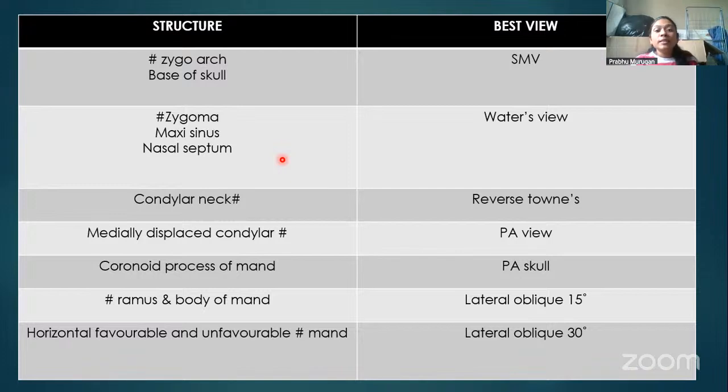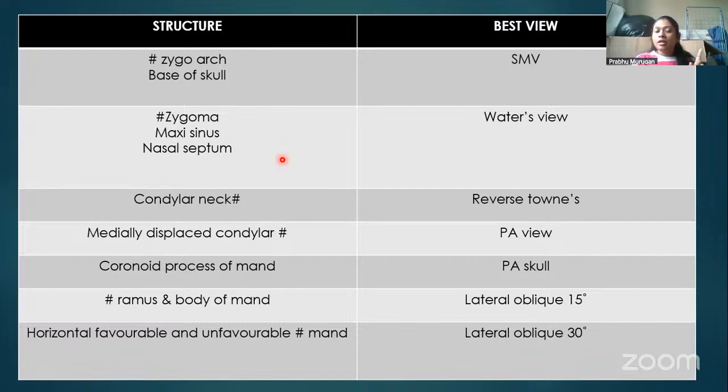See, there's one thing that you have to remember when it comes to the PNS view. We have four sinuses, right? Frontal, ethmoid, sphenoid, and maxillary air sinus. Among these four, only three will be visible in the Waters view or paranasal sinus view. One will not be seen. The one that is not seen in the Waters view is the sphenoid air sinus. To view the sphenoid air sinus, we have to take a submento vertex projection.